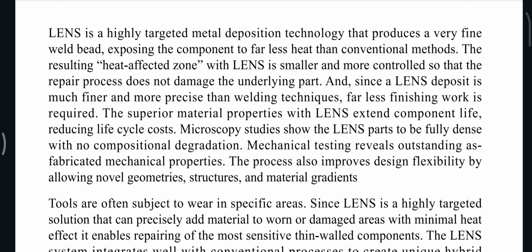Microscopy studies show that the LENS part is fully dense with no compositional degradation. Mechanical testing reveals outstanding as-fabricated mechanical properties. The process also improves design flexibility by allowing novel geometry, structure, and material gradients.